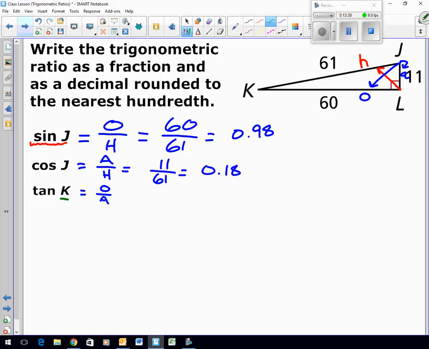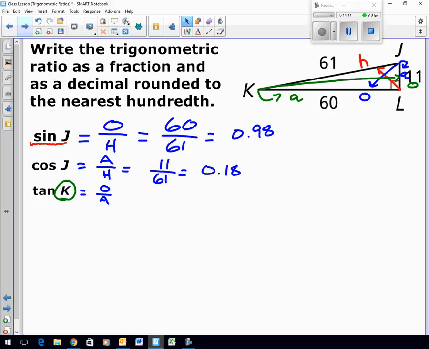My theta has changed. No longer J, it is now K. But you don't have it. So when I change my theta, I've got to come back over here. Look at this. The hypotenuse stays the same, correct? Right. But I go from angle K, and now 11 is the opposite side, and 60 is the adjacent side.